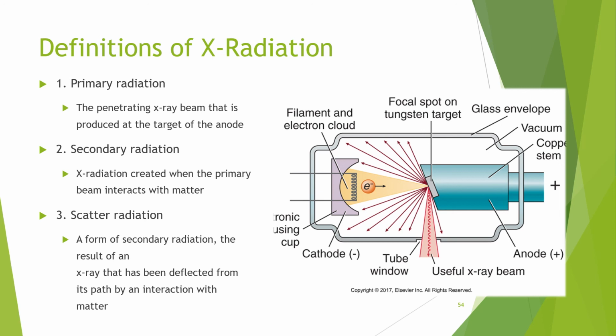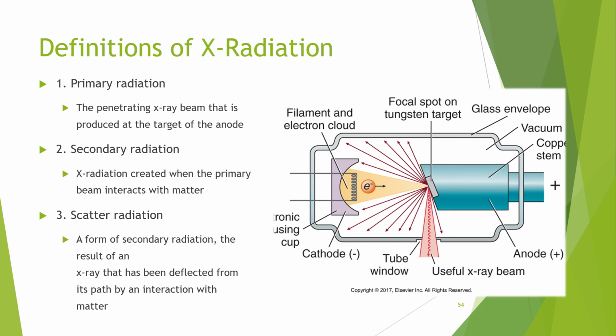Secondary radiation is radiation that is created when the primary beam interacts with matter. Matter includes the soft tissue of the head, the bones of the skull, and the teeth. Anything that it touches, right? Any liquid or solid that the X-rays touch, that is secondary radiation as it's passing through. And then we have scatter radiation, which is a form of secondary radiation, the result of an X-ray that has been deflected from its path by an interaction with matter.